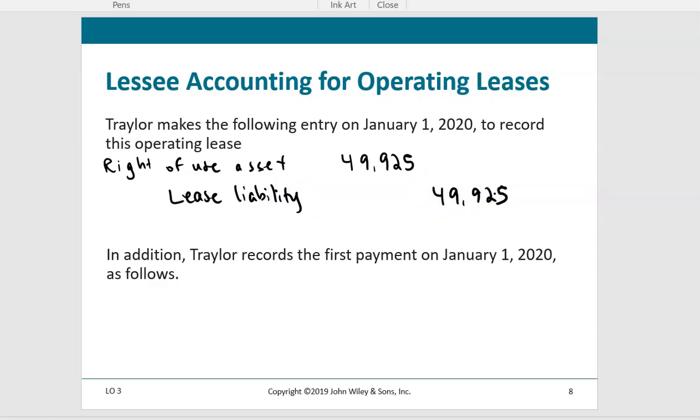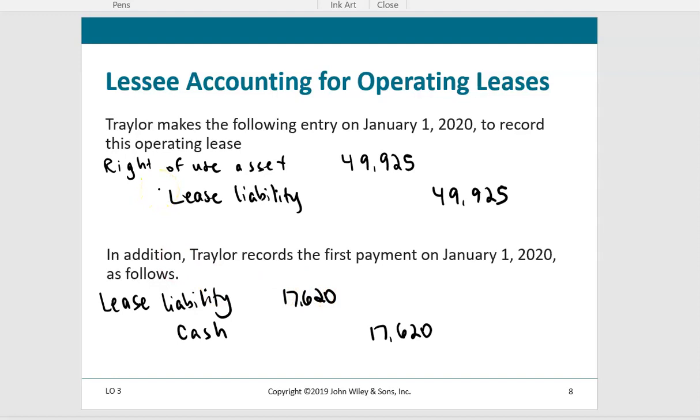In addition, the very first payment is due on January 1st, 2020, so that would be recorded exactly as you would expect. Cash payment is made, so cash decreases. The amount we're told is $17,620. And with this cash payment, no time has passed, so there can't be any interest component. So what are we paying off? We're paying off some of that lease liability. So we're going to debit to reduce the lease liability for $17,620.